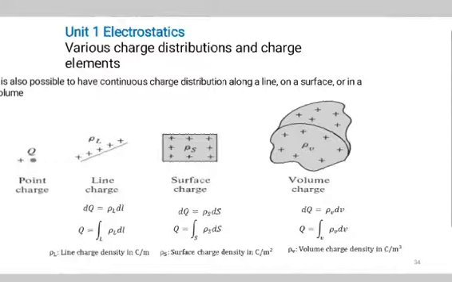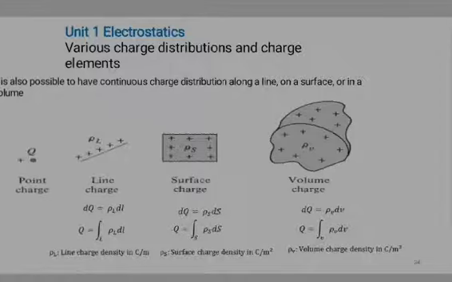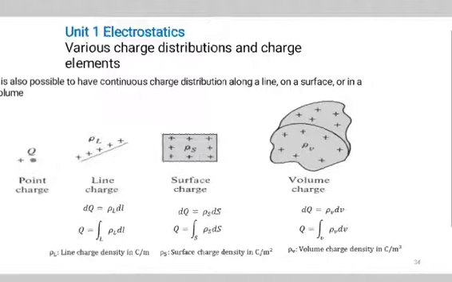First, line charge distribution. It means whenever a number of point charges are uniformly distributed over a line, then the resultant charge is called a line charge. The line charge density is defined as the total charge on a line per unit length, and it is denoted by rho L and measured in coulomb per meter.